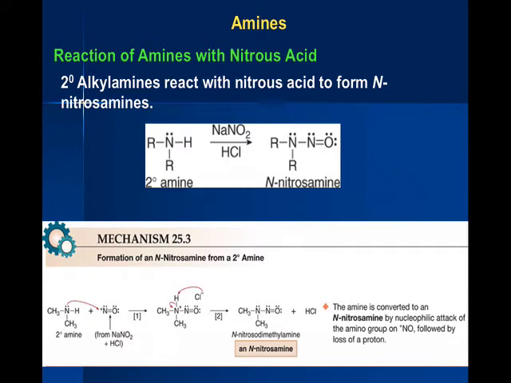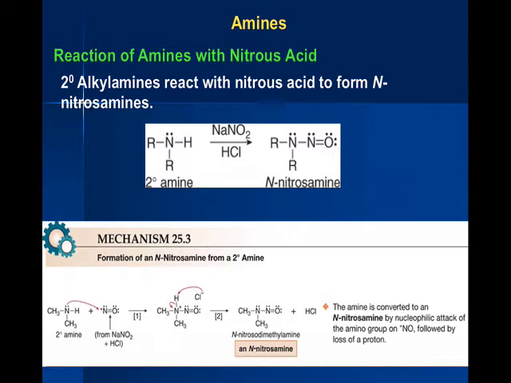Now, secondary amines will also react, and they form N-nitrosamines, and they don't undergo further elimination because they don't have a hydrogen here. And so it's these types of amines that actually are really problematic for you biologically because they can't eliminate to make a diazo compound. They just stay at that N-nitrosamine stage, which is the carcinogen.